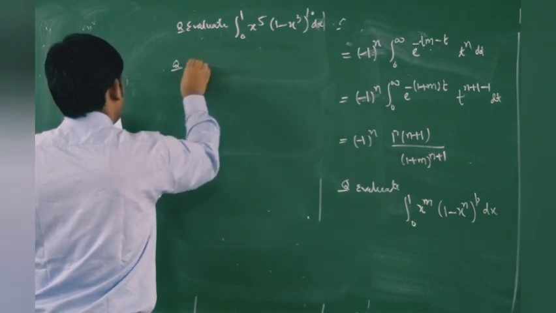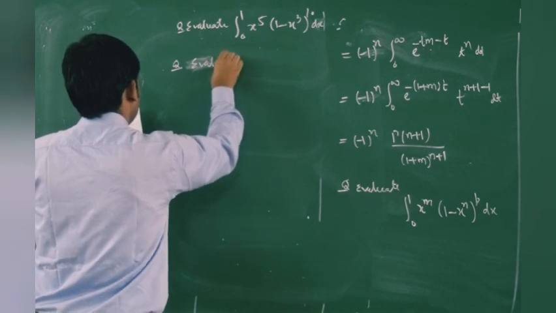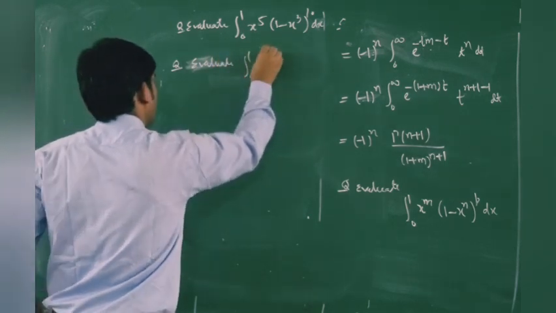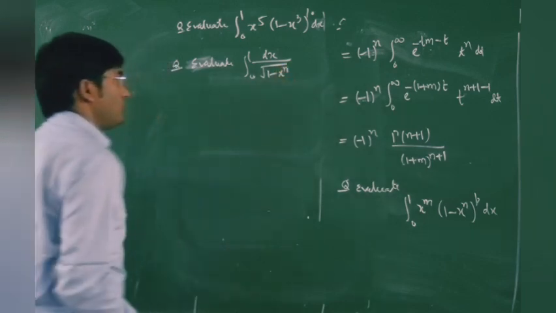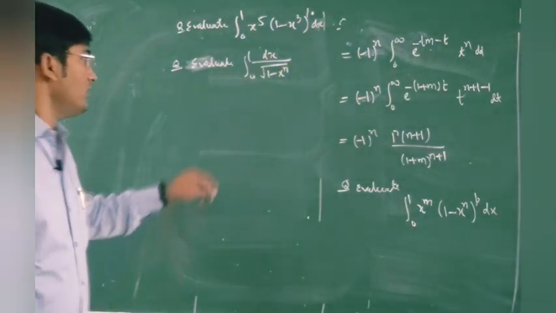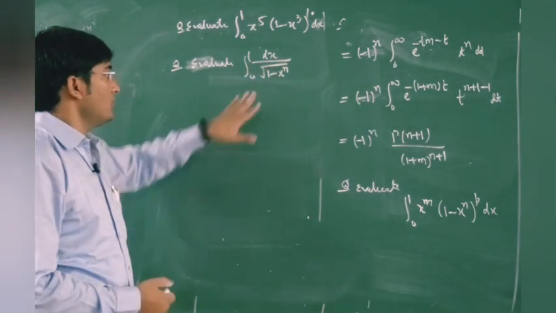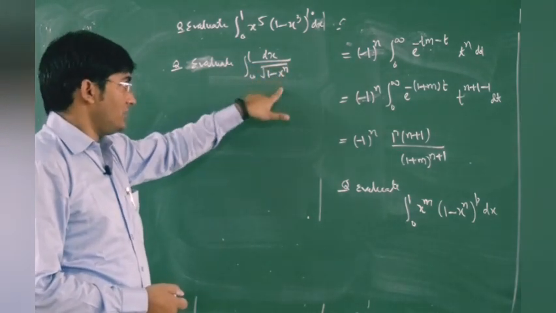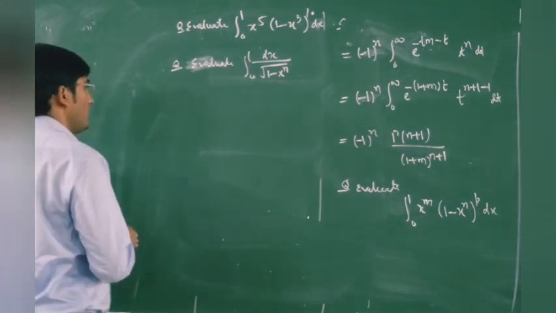Then evaluate the integral from 0 to 1 of dx upon the square root of 1 minus x to the power n. Again this is very easy because we just have to assume x to the power n as t. So again I think there is no problem, but still I am solving this question.